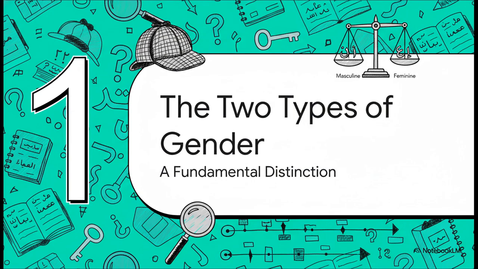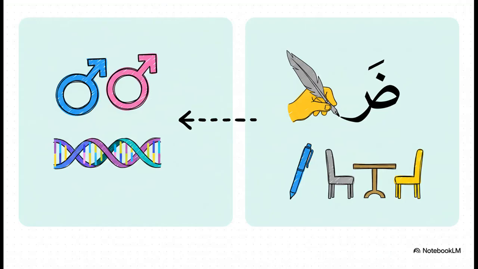First things first. To even begin to solve this mystery, you have to get one thing straight. In Arabic, gender, or what's called Jins, is split into two big categories. This is the most fundamental distinction, and it's where our whole investigation kicks off. And you know, the difference is actually pretty simple.